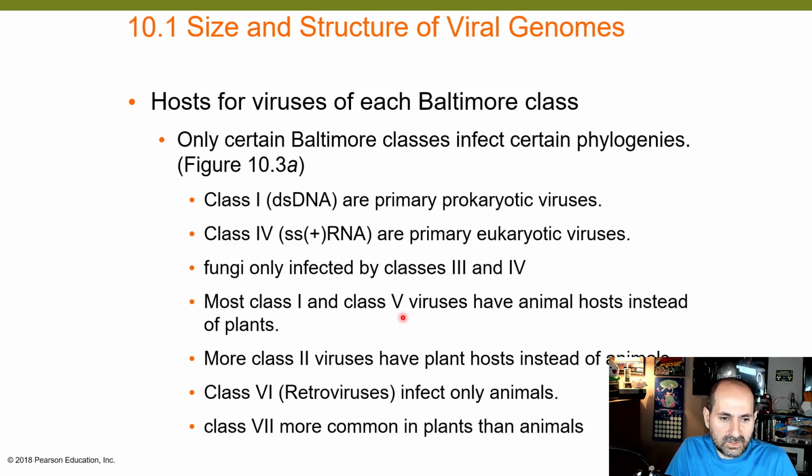Most class 1 and class 5 viruses have animal hosts instead of plants, but more class 2 viruses have plant hosts instead of animals. Isn't that interesting? Class 6, this is your retroviruses like HIV, infect only animals, whereas class 7 are more common in plants than in animals.